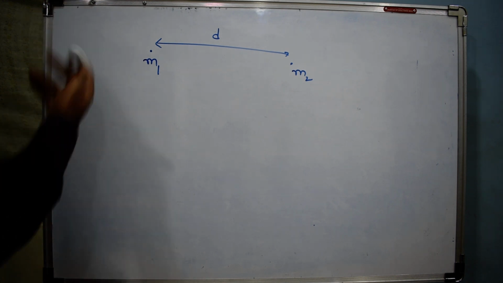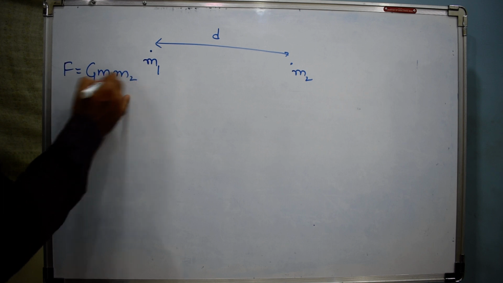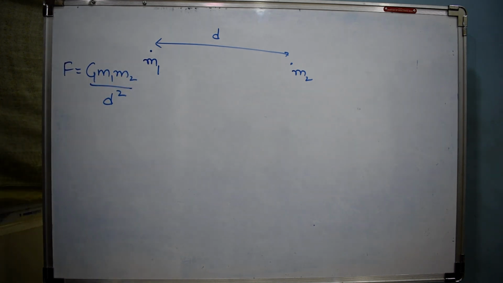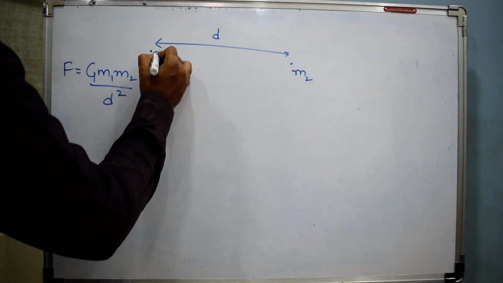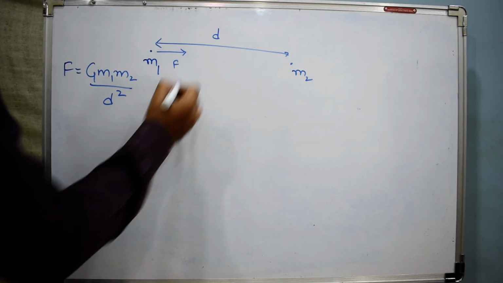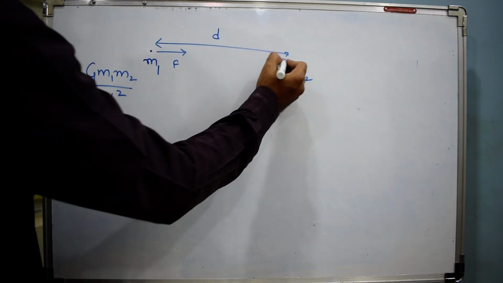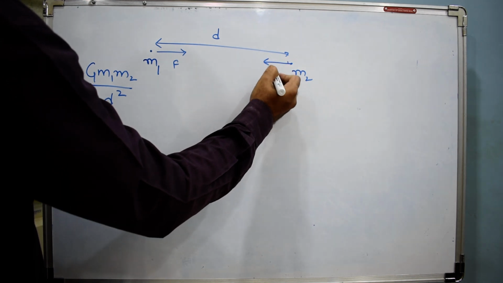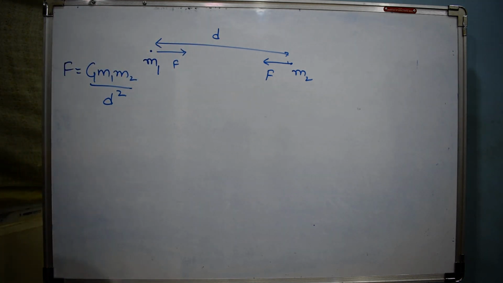We know that the force acting on each of them will be G m1 m2 by d square from the law of gravitation. So on each mass, this force acts. On m1, this force will act in this direction. So this m1 will experience force F in the right direction, and the same thing with m2 also. It also experiences the same magnitude of force F, but in the left direction, towards m1. They experience the same force, but they do have different masses.